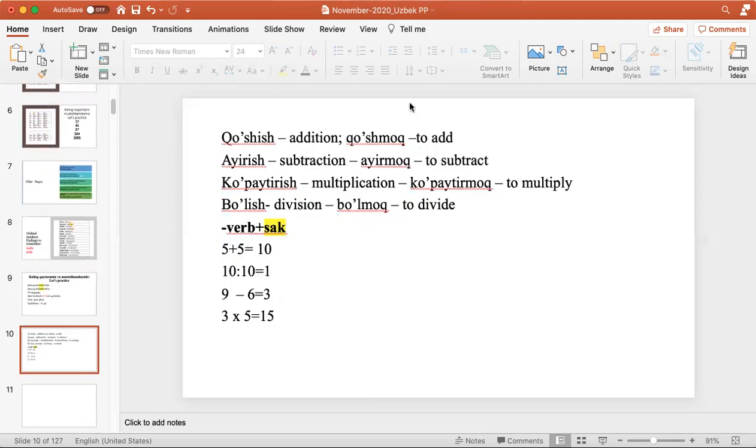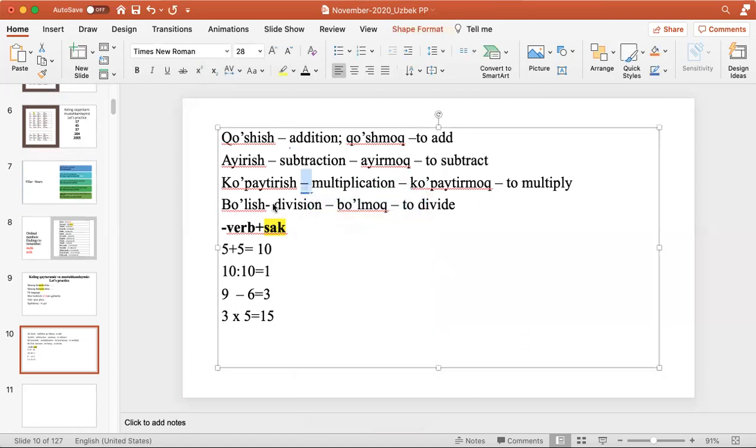And last thing I wanted you to do and to look at the numbers. For example, you could play and try to remember your math, right? For example, let's look at this word, qo'shish. Qo'shish means addition. Qo'shmoq means to add. Ayirish means subtraction. Ayirmoq means to subtract. Ko'paytirish means multiplication. Ko'paytirmoq means to multiply. Bo'lish means division. And bo'lmoq means to divide, right?